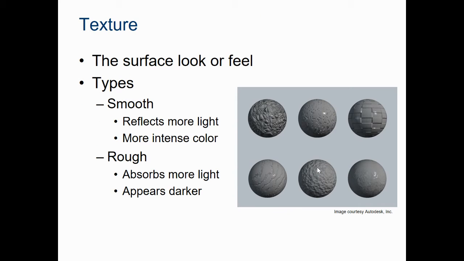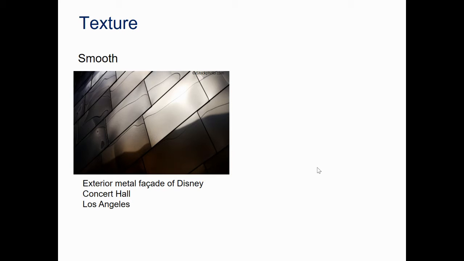Okay, and I think this is our last one, is texture. This is how the surface will look or feel. And so even if you keep things like color the same, a different texture is going to still give you a different visual going on there. So it can be rough. It might look a little bit darker. If it's smooth, it's going to reflect light more and look a little bit brighter.